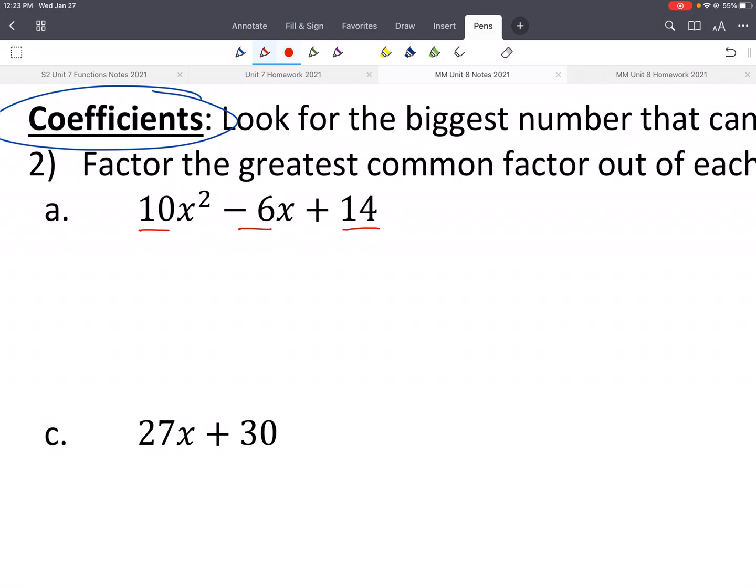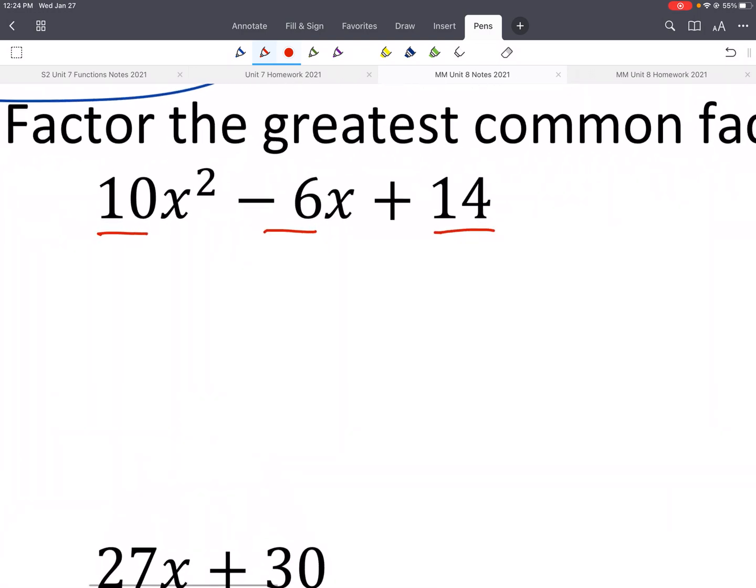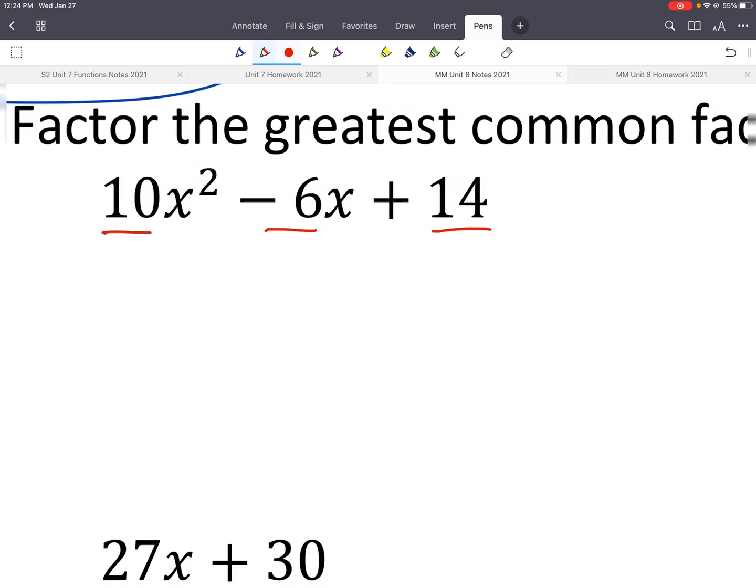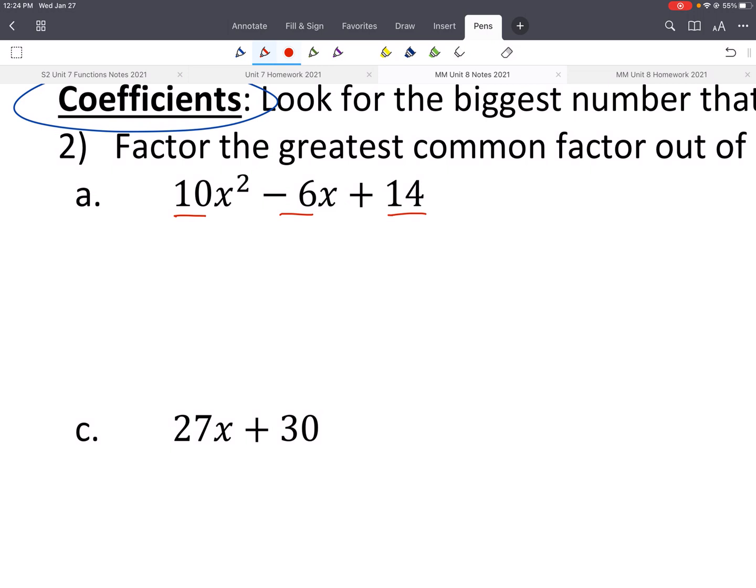All right, and we don't want just any factor, any number that we can divide it by. We want the greatest number that can go into all 3 of those. So like 1 goes into all 3 of those, but it's definitely not the greatest. How about the 2? Can 2 go into 10, 6, and 14? Yes. Can anything else go into that larger than that? Probably not. So we'll say our greatest common factor here is 2.